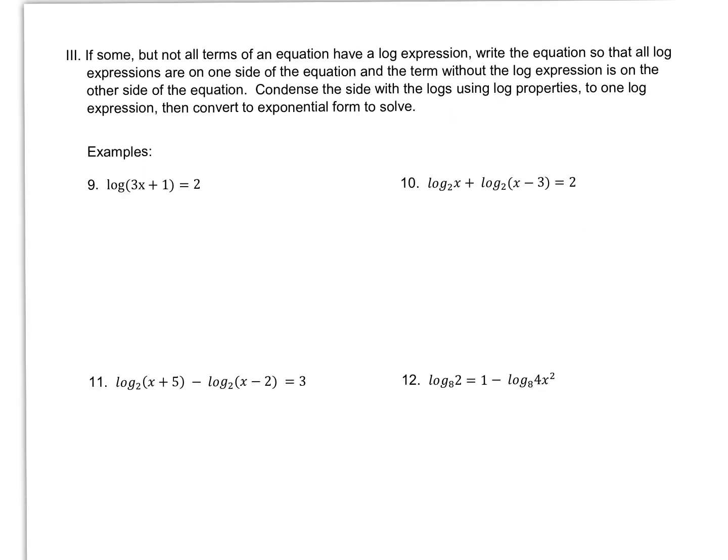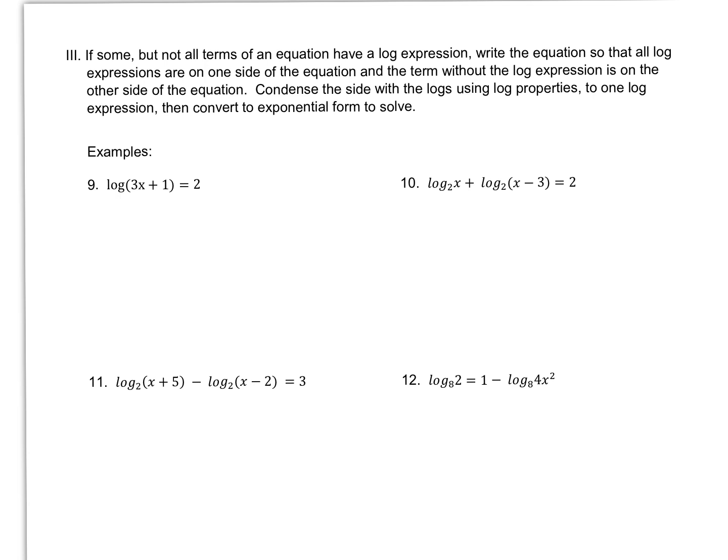Okay, so our next way of solving equations: if some but not all the terms of an equation have a log expression, we rewrite the equation so that all the log expressions are on one side of the equation and the term without the log expression is on the other side of the equation. And then we condense the side that has the logs to a single logarithm using our log properties. And then we convert to exponential form to solve. So on example 9, we have log of 3x plus 1 equals 2. So there's the word log on one side and a number on the other.